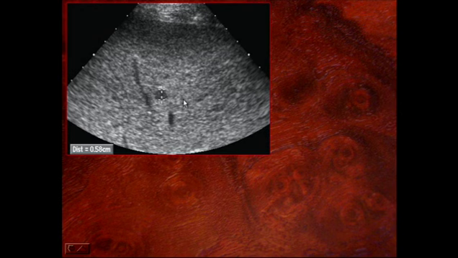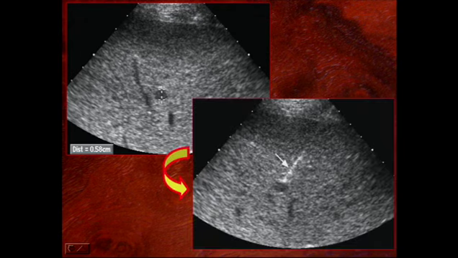And here's an example of a patient with a history of melanoma, who has a 5.8 millimeter lesion in the liver that you can see there that was successfully diagnosed with ultrasound-guided biopsy.